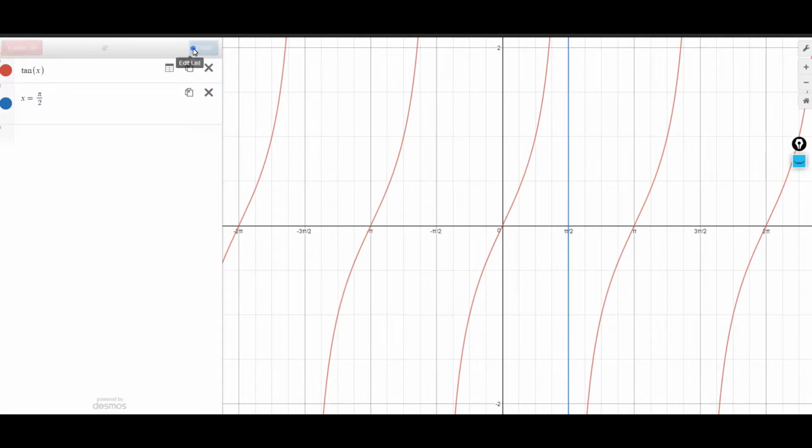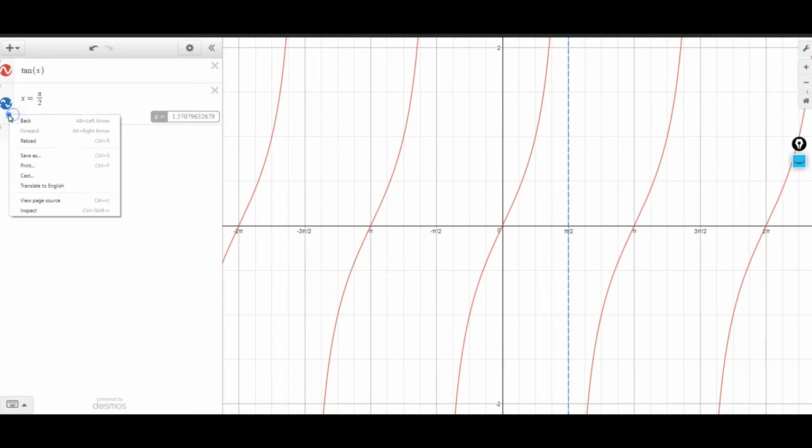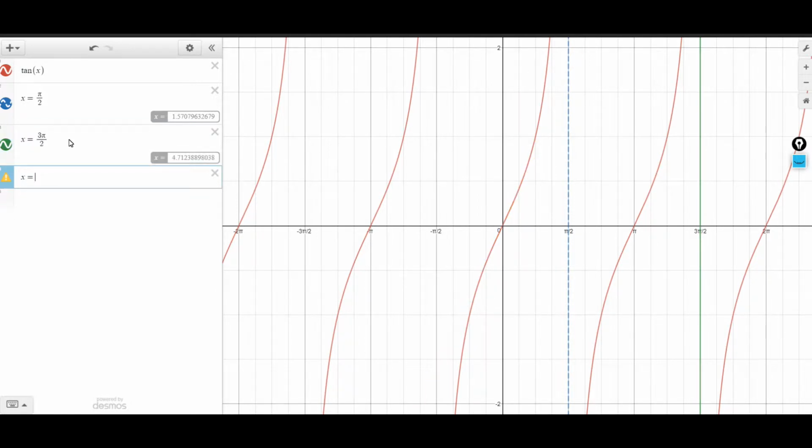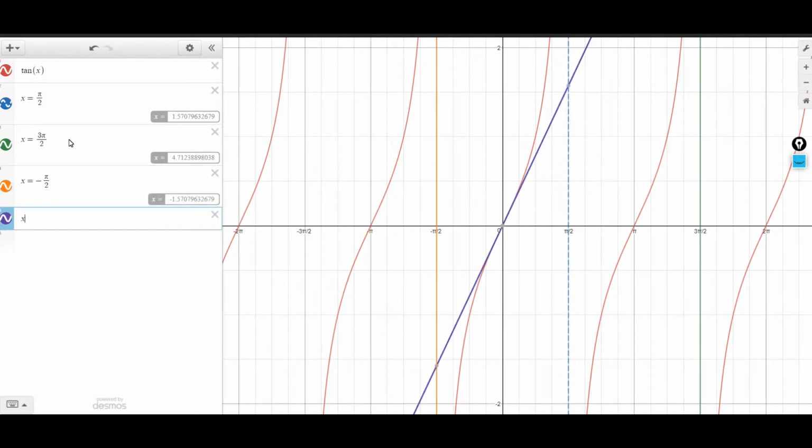And I'm going to make this a dotted line, or dashed line, so that you can see that that's an asymptote. X equals 3 pi over 2. X equals negative pi over 2. And so I've got the graph actually doing these for me.